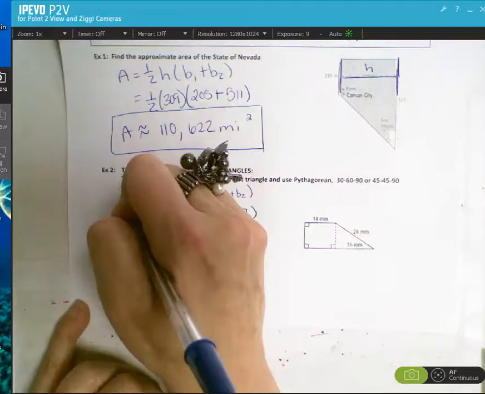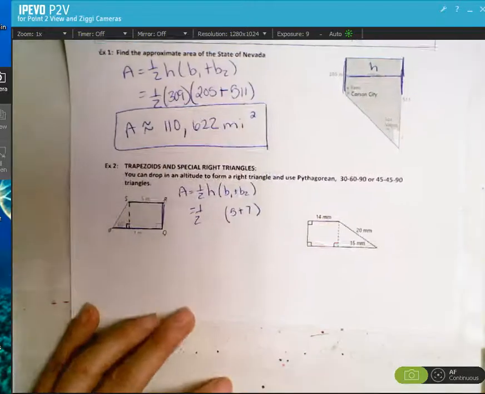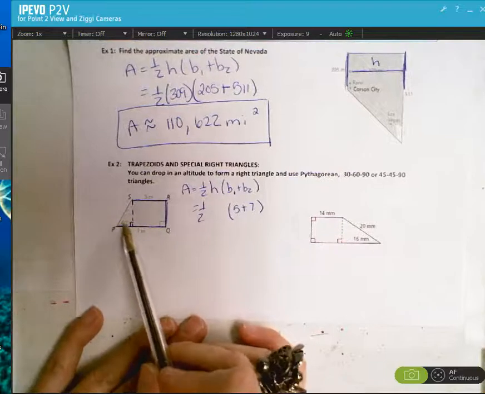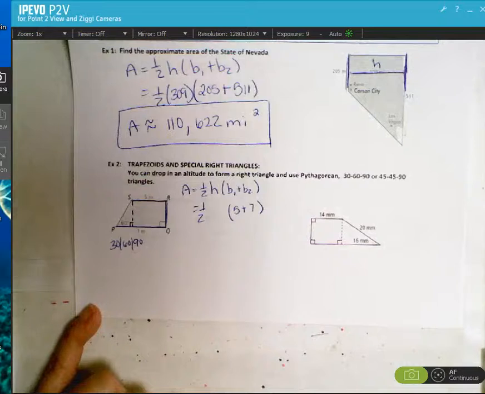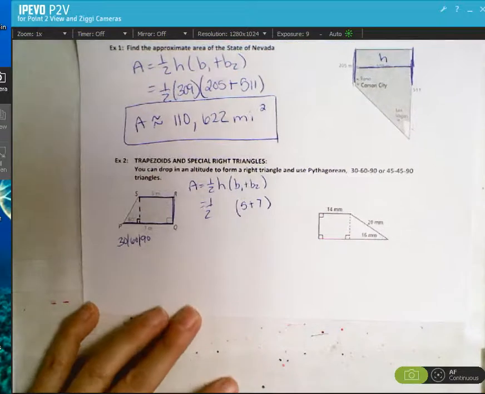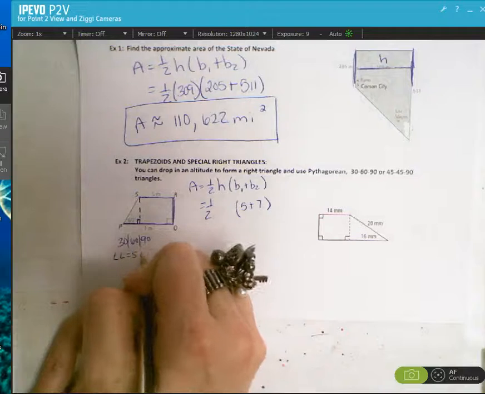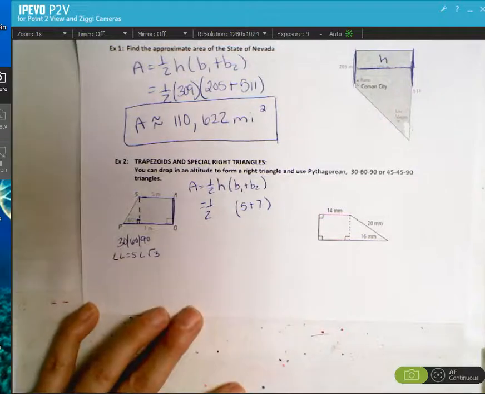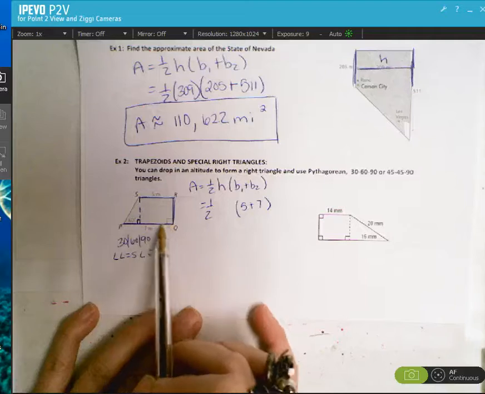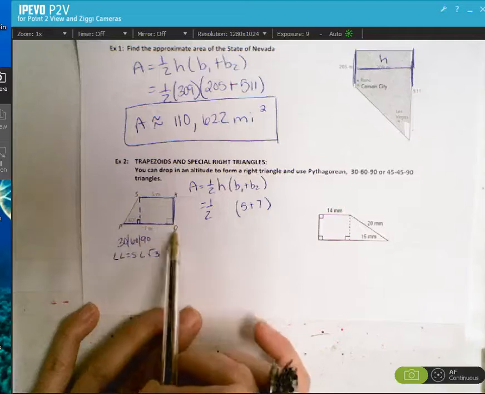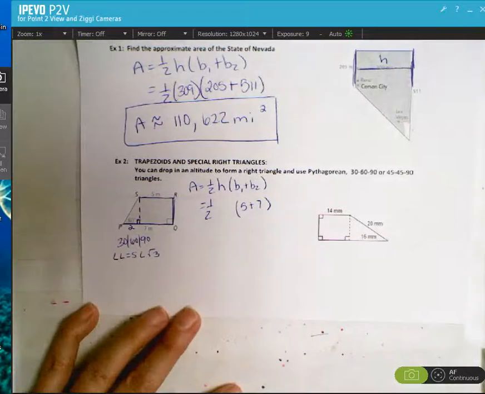So I can drop in an altitude to create a special right triangle. And if you see right here, it's a 60-degree angle. So I'm going to end up with a 30, 60, 90 right triangle. And if we recall our reference sheets, we know that the long leg is equal to the short leg rad 3. Well, what's the short leg? From here to here is 5. So from here to that same spot must be 5. If the whole thing is 7, then this small piece right here must be 2. So my short leg is 2.